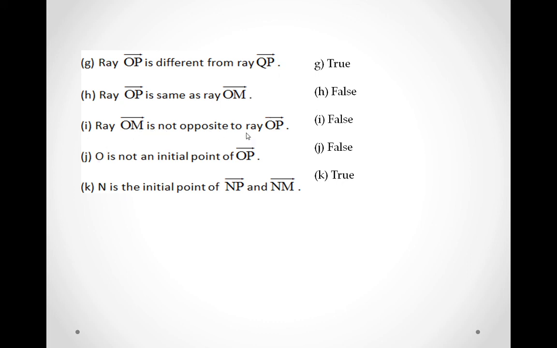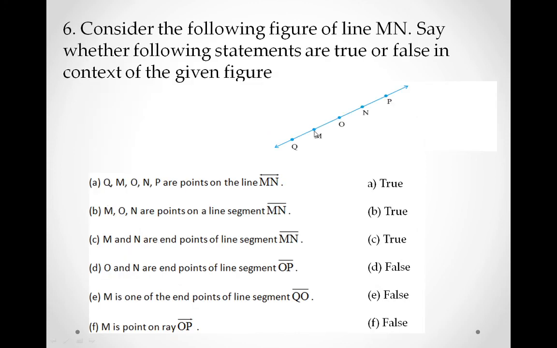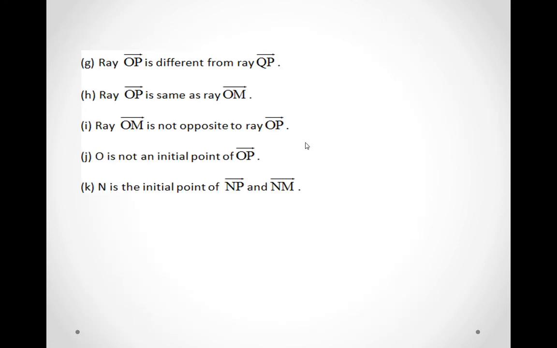Ray OM is not opposite to ray OP. Look at here, OM and OP. Actually, these are opposite rays. While solving this exercise, it is not necessary to look every time at the diagram. If they are opposite, then there will be a common point. With the help of these names, we can say this point O is a common point. So both these rays are opposite. So this statement is false.